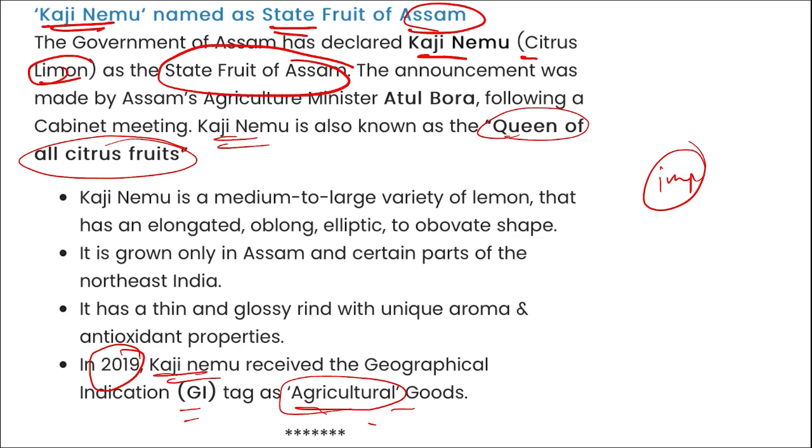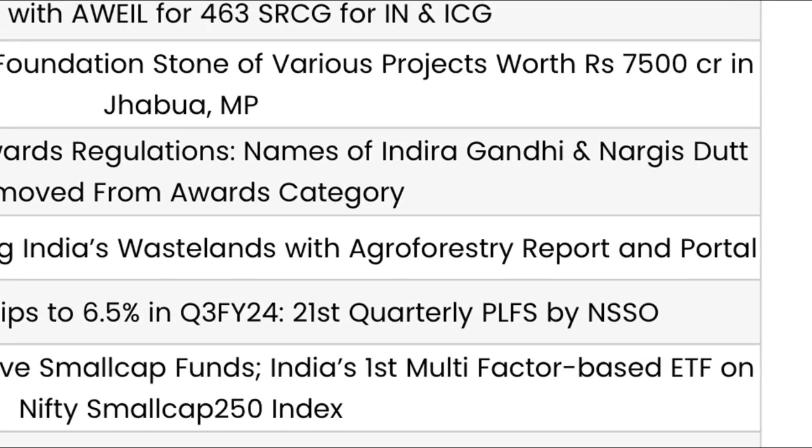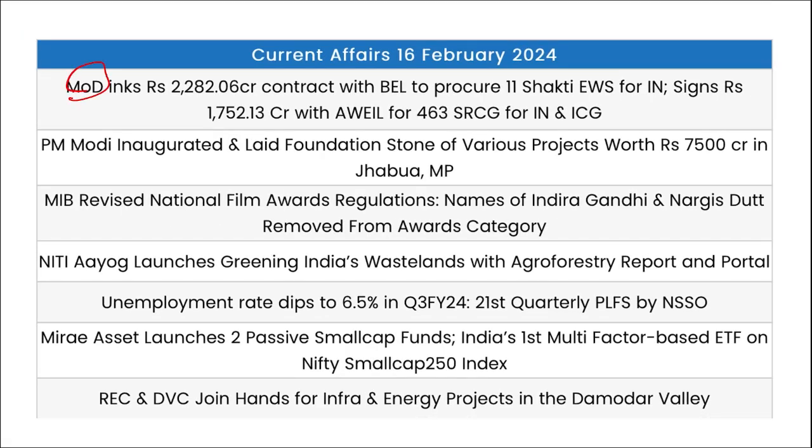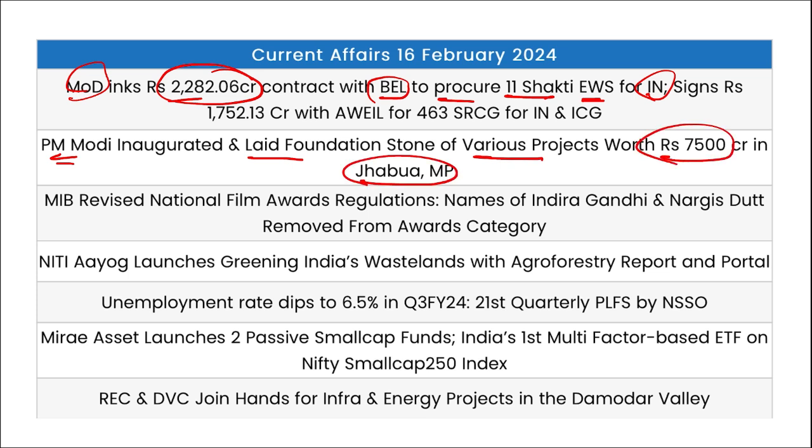So friends, these are your important current affairs for the day. Now let's go for a quick one-liner revision. Ministry of Defence signed a contract worth 2,282.06 crore rupees with BEL to procure 11 Shakti EWS for Indian Navy. And PM Modi inaugurated and laid the foundation stone of various projects worth 7,500 crore rupees in Jhabua in Madhya Pradesh. MIB received the National Film Award regulations and has removed the name of Indira Gandhi.